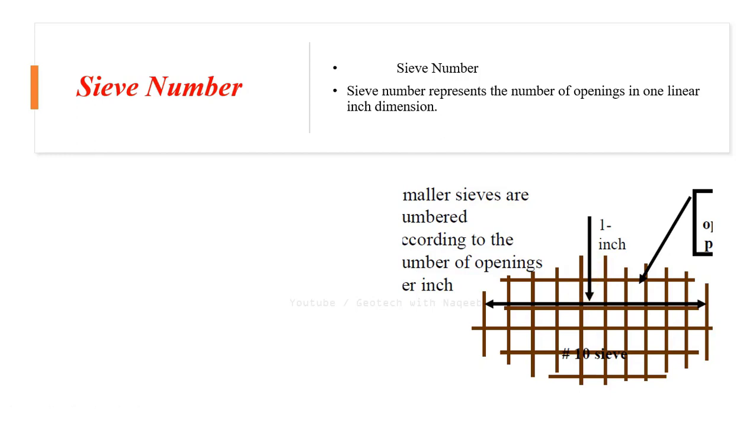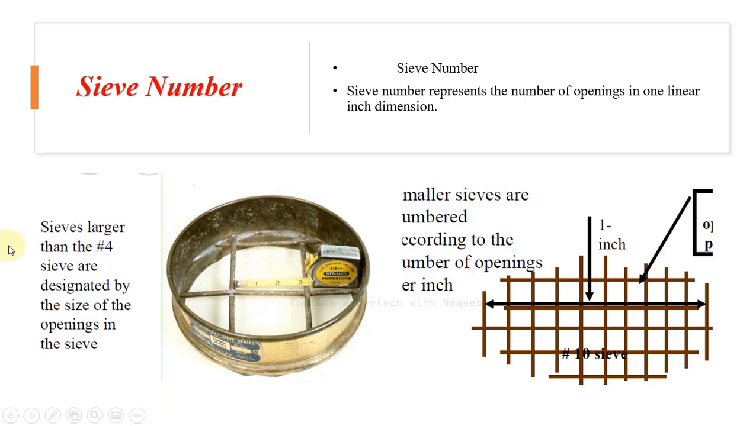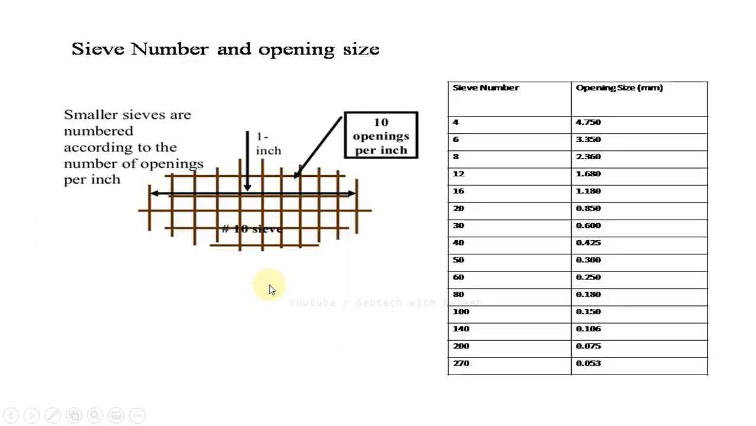Similarly, we can define the sizes of other sieves. You can see here that sieves larger than number 4 are designated by the size of the opening in the sieve.